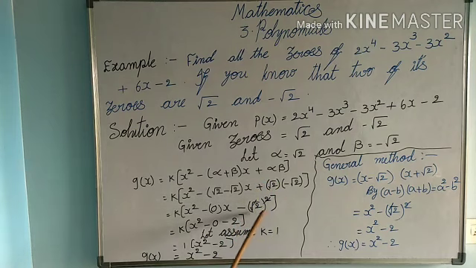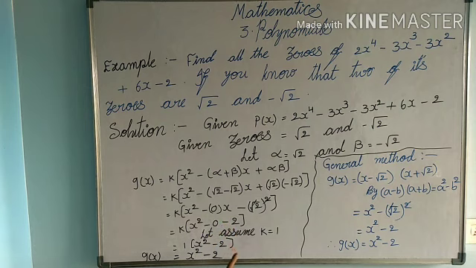Root 2 into root 2 is root 2 whole square. Square and root cancellation is possible, so square and root cancelled. 2 is remaining. So minus 2 right here. So the equation is k into x square minus 0 minus 2.